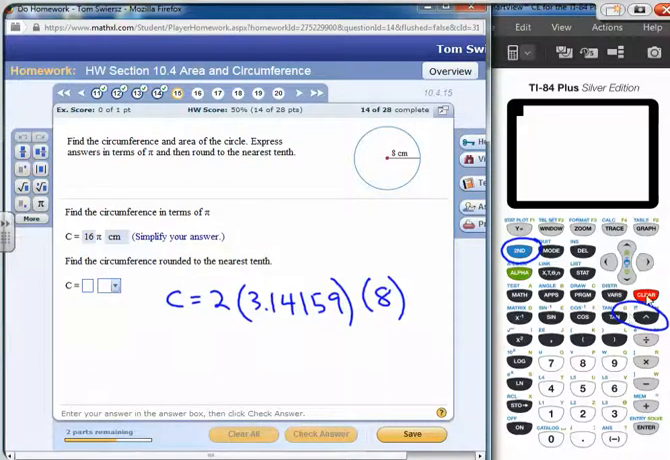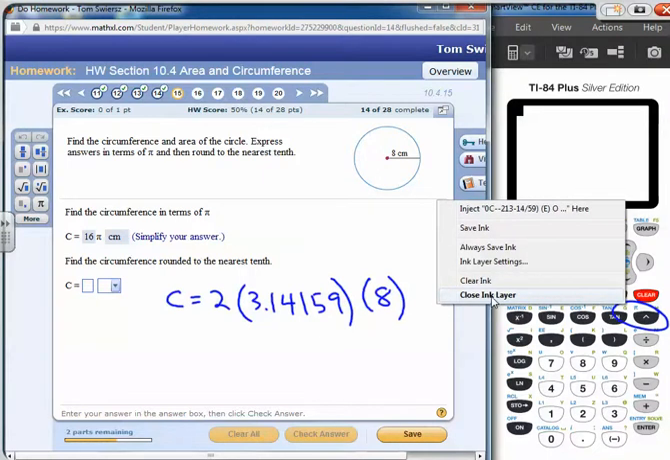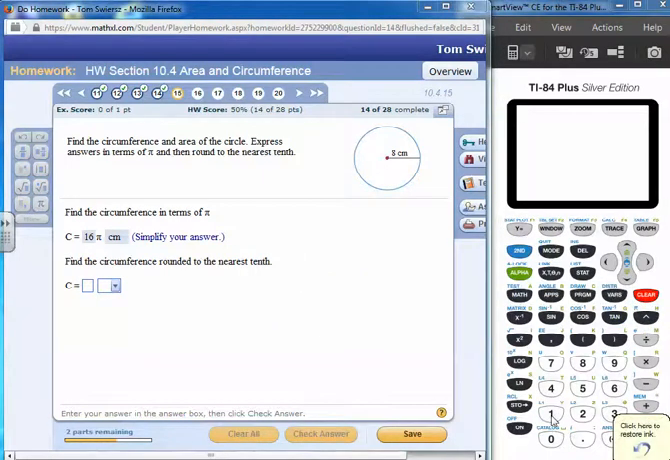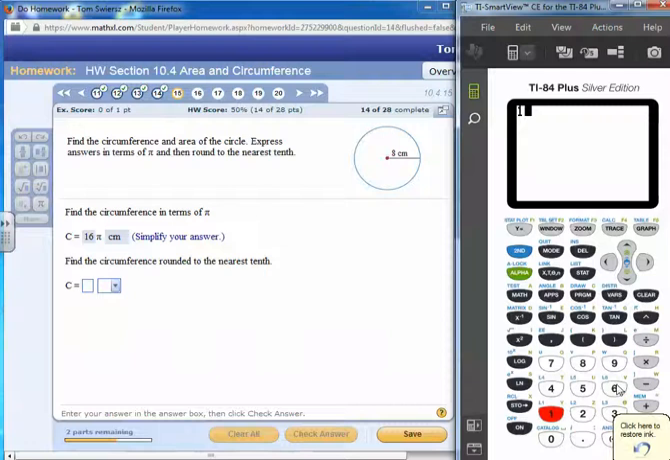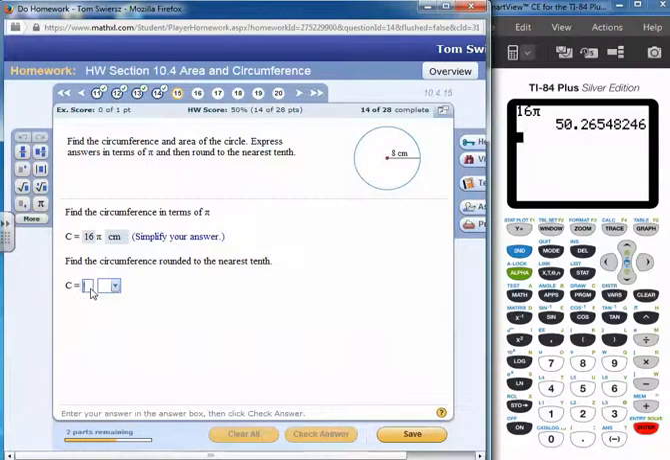So if we use the pi key, 2 times 8 is 16, and then second and the up arrow is the pi. It shows you the symbol, but when you hit enter, it gives you the decimal. So rounded to the nearest tenth, 50.26. The tenth is 1 decimal, so the 6 follows the 2, so we would add 1, and the circumference is 50.3. And again, it's centimeters.